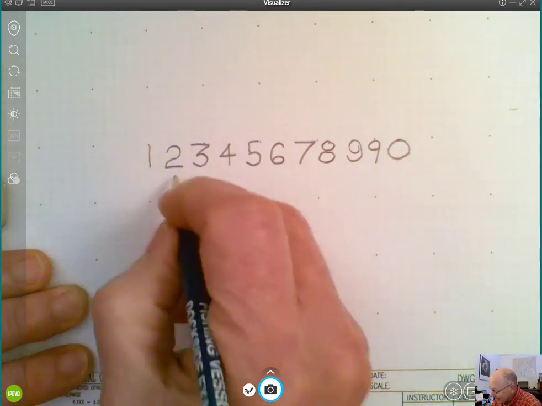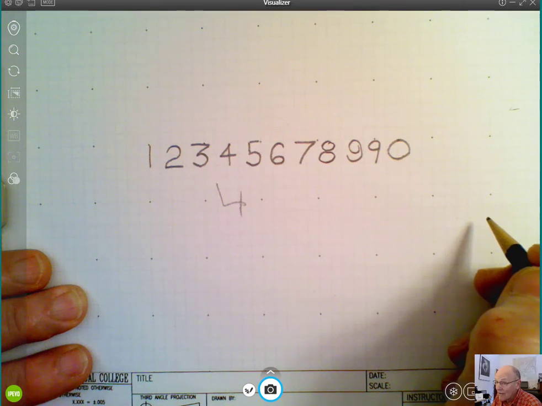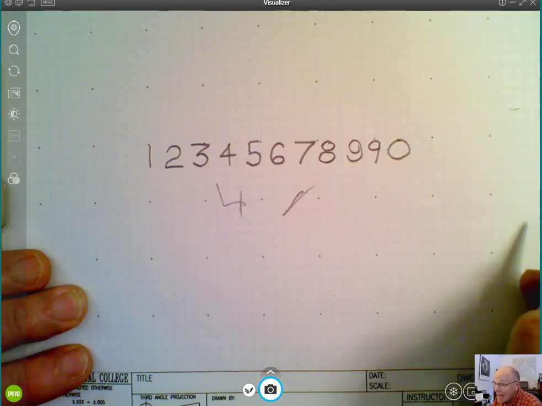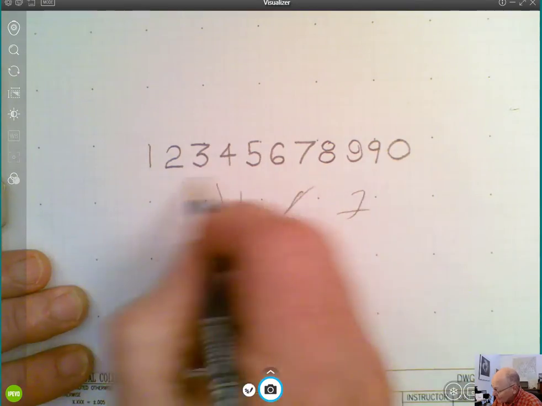Do not submit anything to me where I can't read the number because you think that's a four and I have no idea what it is. Or you think that's an eight and I have no idea what it is. Or you think that's a seven. That's the form right there.